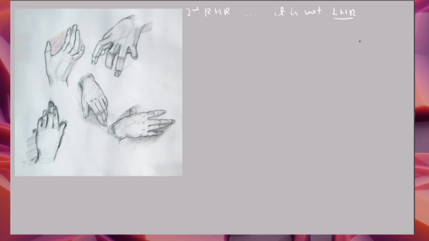So let's see what we have. This looks to me like the right hand, so we can use this. This looks to me like a left hand, so I can't use this. This looks to me like a left hand, so I can't use this. This looks to me like a left hand, so I can't use this. And this, I think this is also a left hand. Yeah, this is a left hand, so we can't use that either. The only hand we can use is this.